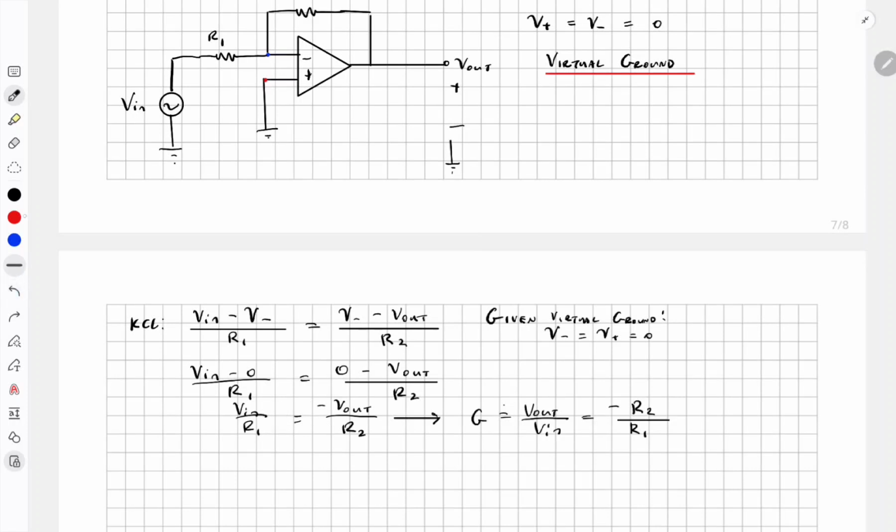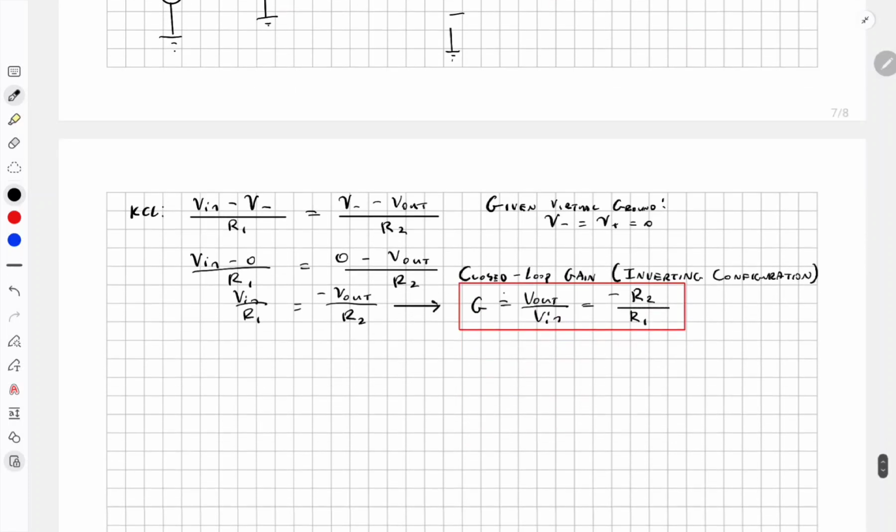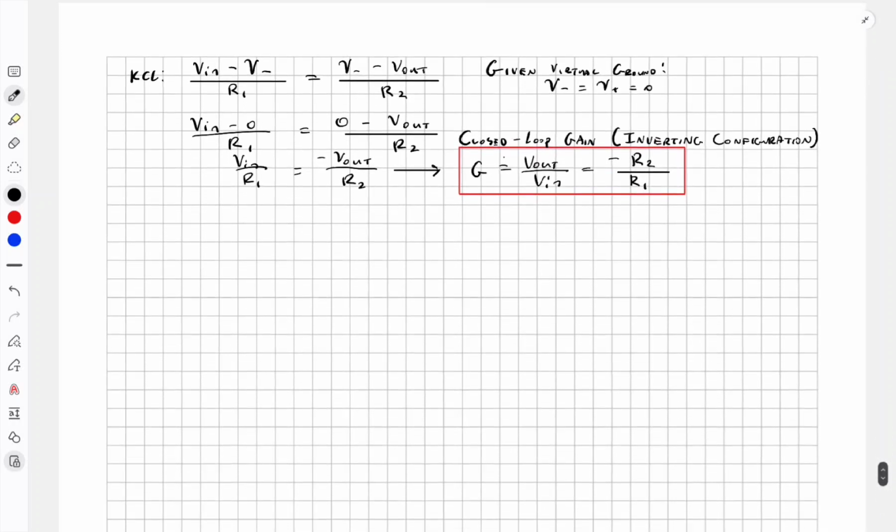Okay, so this is the definition of closed loop gain of the inverting configuration circuit. It's pretty simple. So let's do some practice problems.